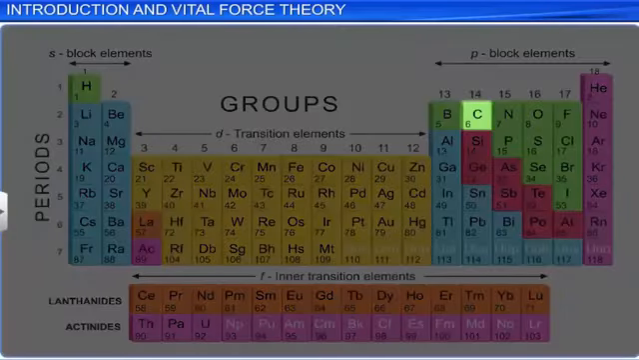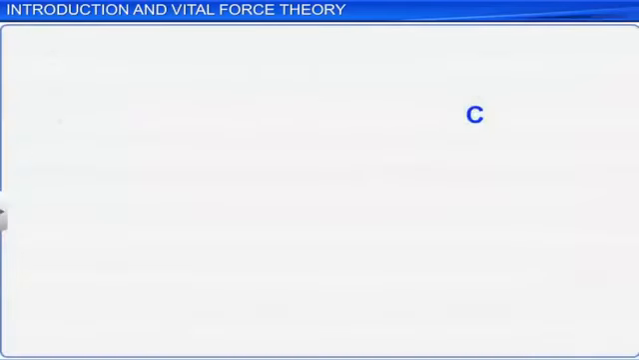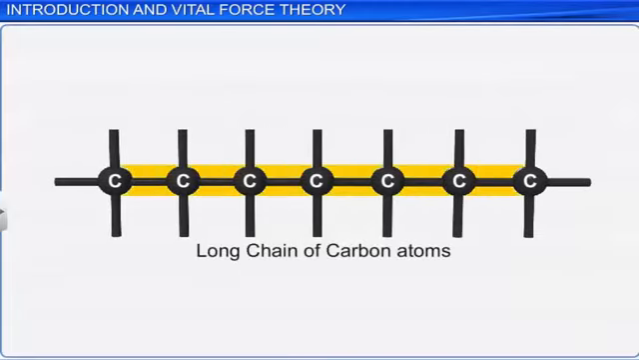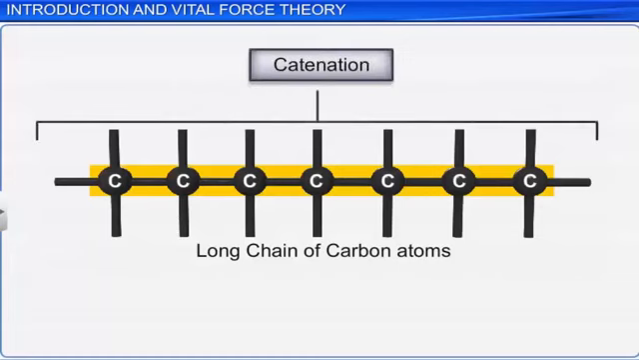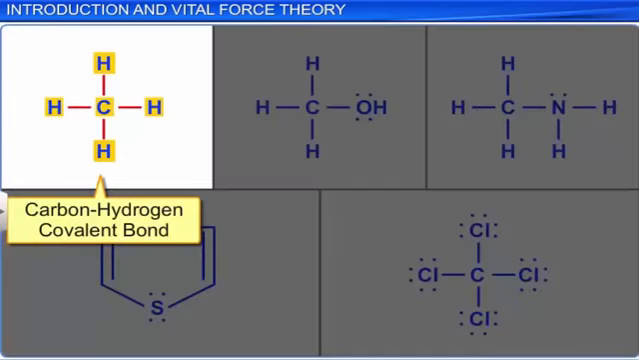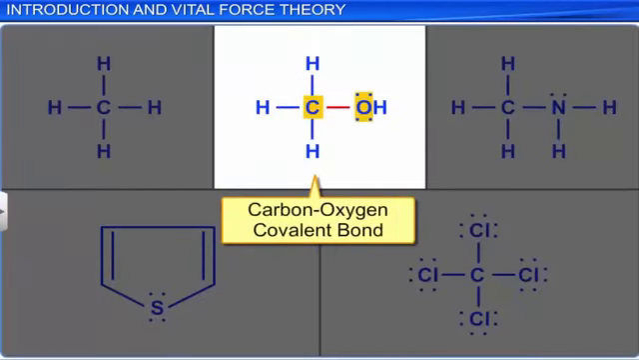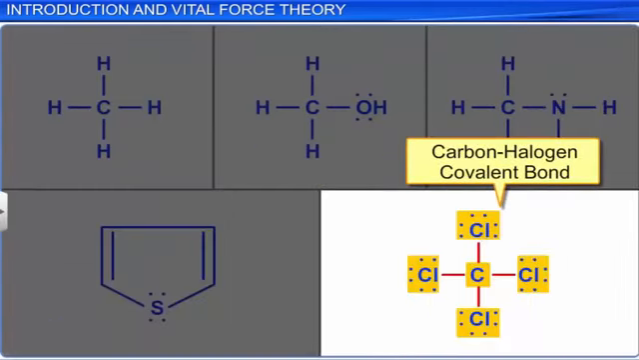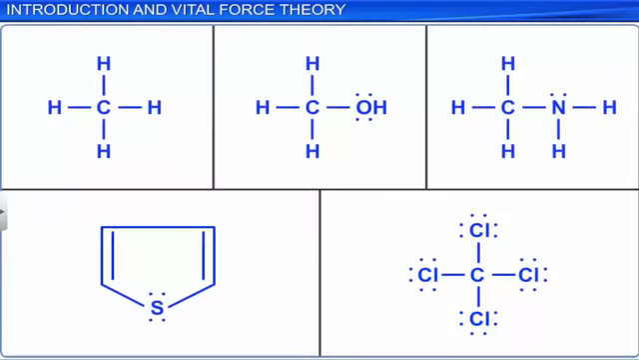Carbon is an essential element of all organic compounds. Carbon, which is tetravalent, has the ability to successively bond with other carbon atoms to form long chains or rings. The property of self-linkage of carbon atoms is known as catenation. Carbon also forms covalent bonds with hydrogen, oxygen, nitrogen, sulfur, and halogens. These carbon compounds are known as organic compounds.